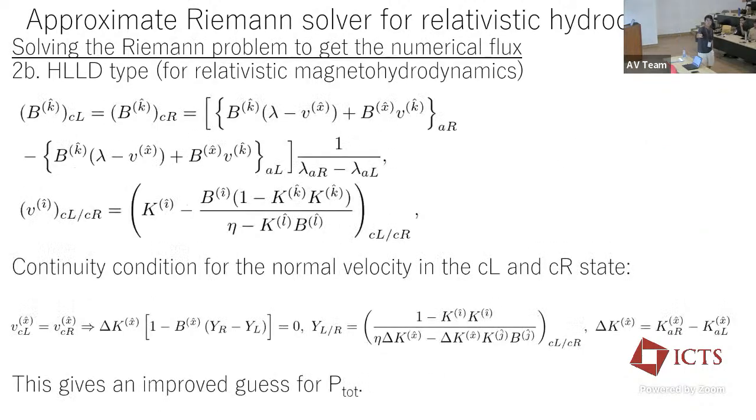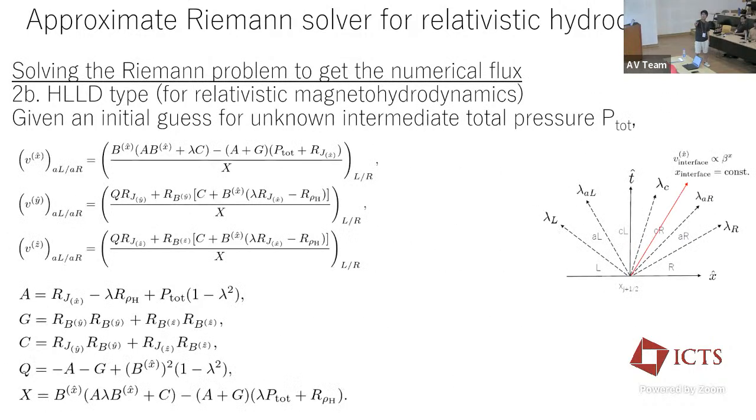From these equations, BXCL and BXCR should be equal, right? And this gives you this expression by plugging this one in, and y and so on are known quantities. And this equation gives some improved guess for the next iteration for the p total, because p total is a known quantity. Let me repeat again.